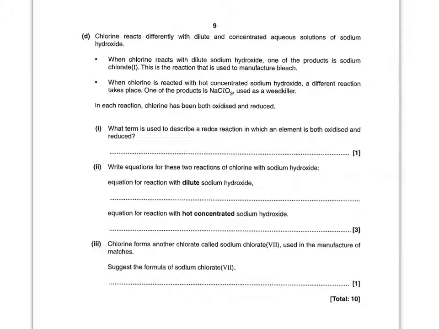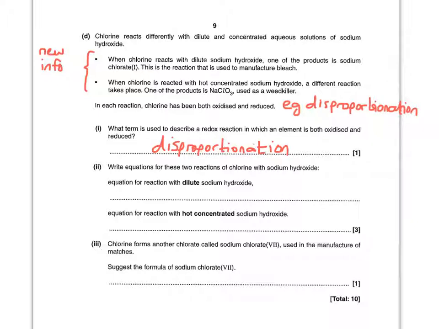So in this next part it gets a bit more challenging. It says chlorine reacts differently with dilute and concentrated aqueous solutions of sodium hydroxide. This is new information. So that must mean we're now looking at application as opposed to a simple recall. So then it says in each reaction chlorine has been both oxidized and reduced. If you remember, we mentioned very briefly the idea of disproportionation. So that must mean that's the answer for part I. So that's simply remembering what the term is called. So it says an element is both oxidized and reduced. That's straight from our definition we talked about earlier.